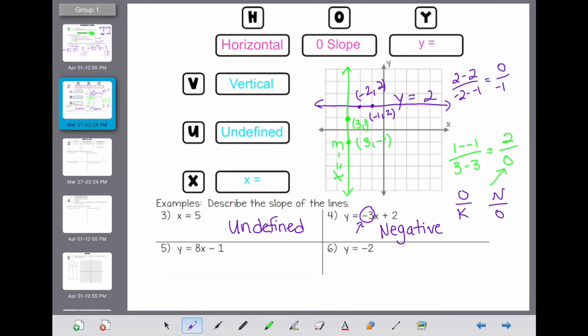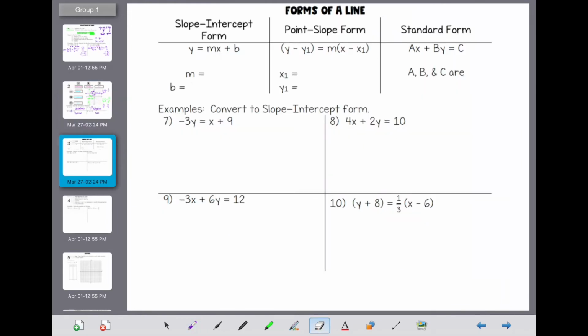So conversely, when we are looking at y equals 8x minus 1, the 8 is a positive number. So this function has a positive slope. And then when we get to number 6, y equals negative 2, remember that's a horizontal line, and horizontal lines have 0 slope.